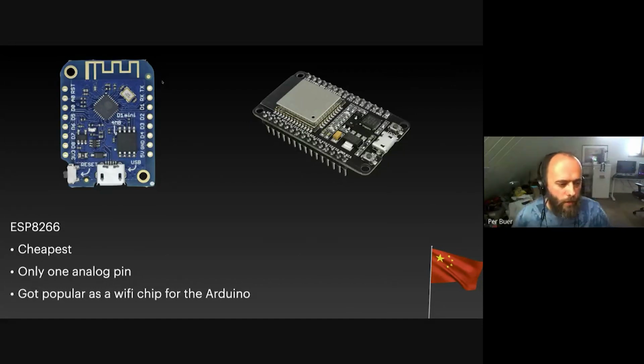On the left there, you'll see the ESP8266. It's super, super cheap, I think like $2 or something. There's one limitation with it: it only has one analog pin. So if you want to read a signal that's not a 0 or a 1, you can only do that for one signal. It's interesting how it got popular, because it started its life mostly as a Wi-Fi chip for the Arduino. People would buy these modules that would give the Arduino Wi-Fi capabilities. It contains, I think, 64 kilobytes of memory or something like that, and it has a CPU that runs at 80 megahertz or something.